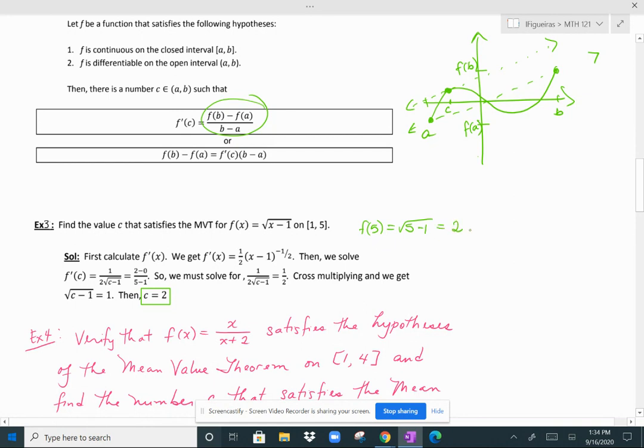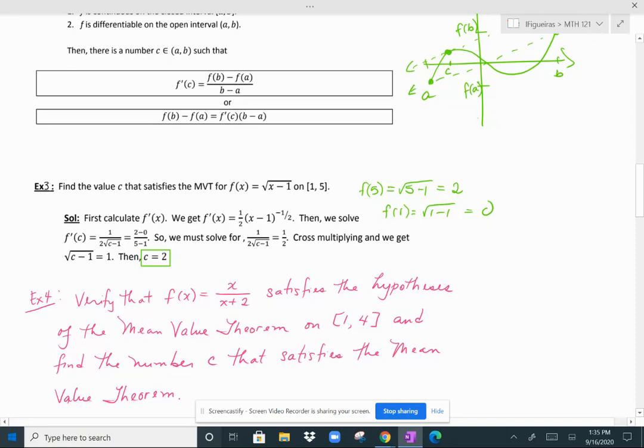f of 5 is square root of 5 minus 1, which is square root 4, which is 2. And f of 1 would be square root of 1 minus 1, which is 0. So that's why in the numerator I have 2 minus 0, divided by b minus a, which is 5 minus 1. So when you simplify the right side, you are basically solving this equation. And if you cross multiply, the 2's will cancel and you end up with square root of c minus 1 equals 1. Square both sides and add 1, and you get that c is equal to 2. 2 falls within this interval, so that is the answer.